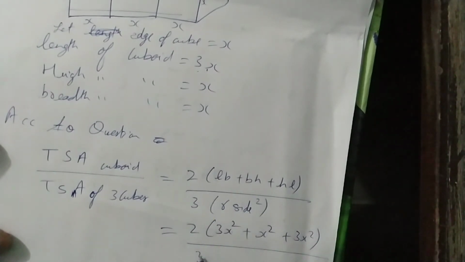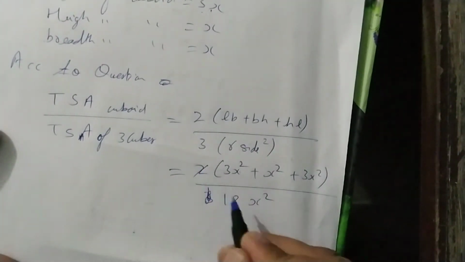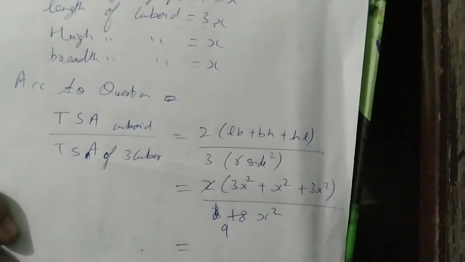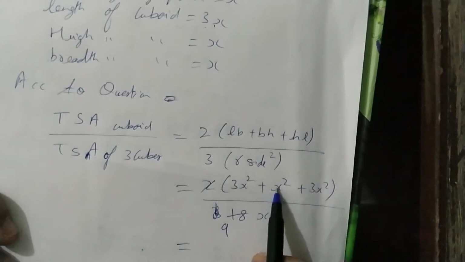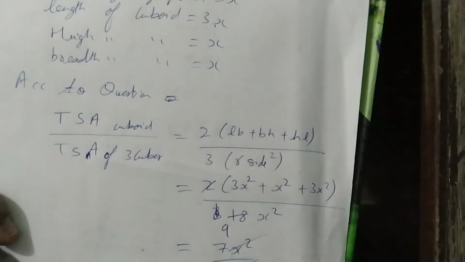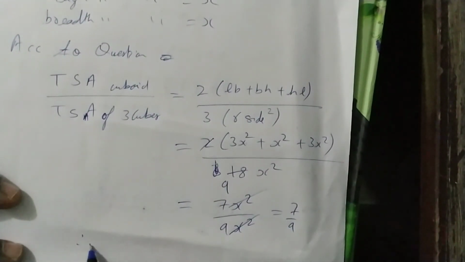This will become 6, 3s are 18, 18x square. We can cancel this, it will become 2 by 9, 3 plus 1 is 4, plus 3 is 7, so this is 7x square upon 9x square. X square cancels out, so we are left with 7 upon 9. So therefore the required ratio is equal to 7:9. This is your answer.